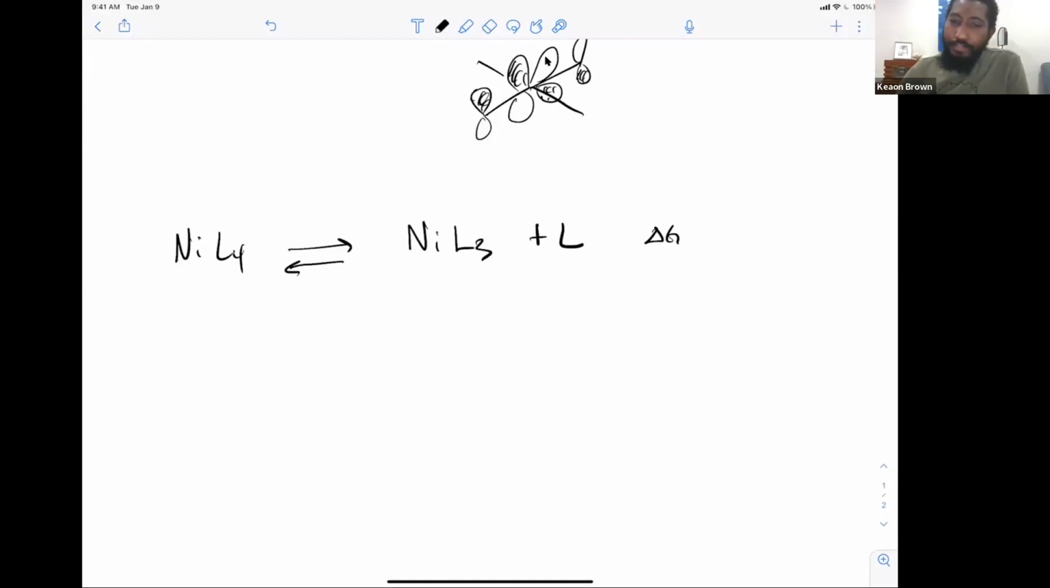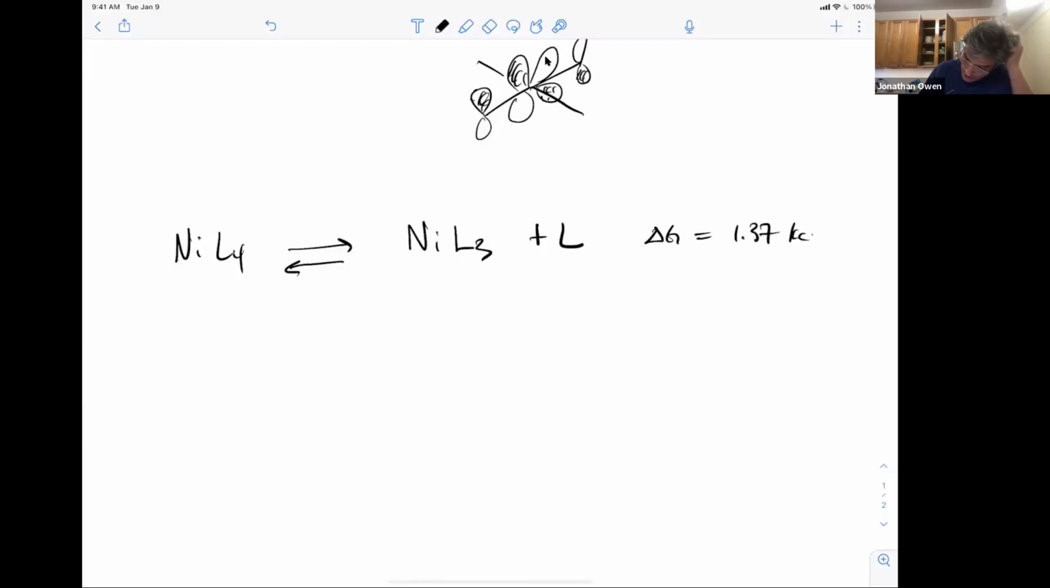Right. So there's the delta G, there's this rule. Let's say delta G equals 1.37 kcal per mole, and let's call it minus. If it's 1.37 kcal per mole downhill, then K_eq equals 10, where this is K_eq.